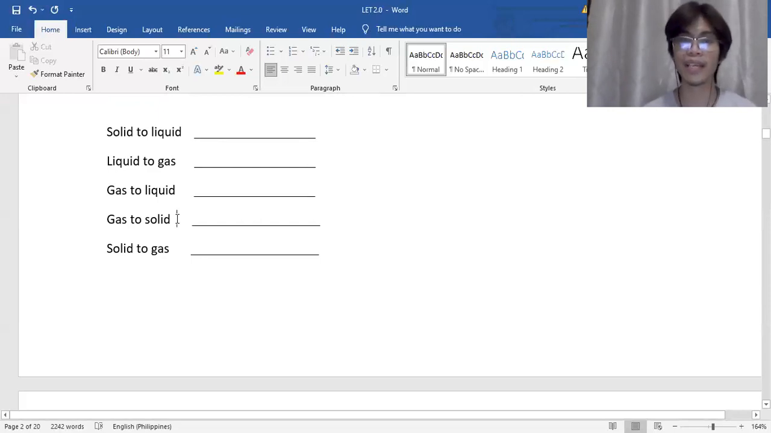Gas to solid, that is deposition. And solid to gas, that is correct, that is sublimation. Sublimation for solid to gas.